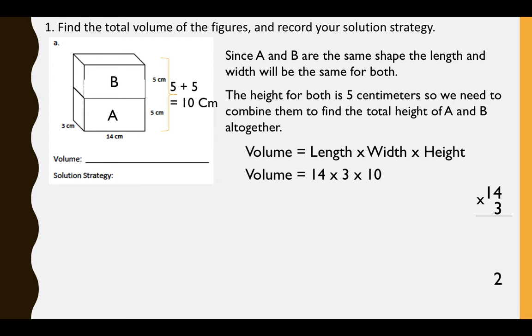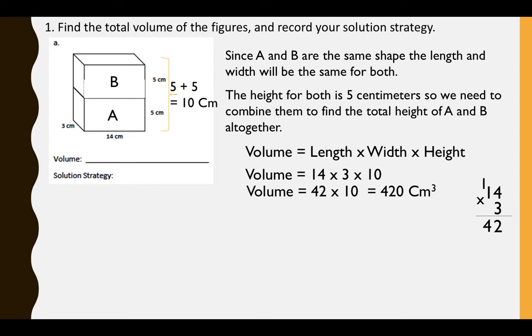I know 4 times 3 is 12, carry my 1. 3 times 1 is 3, plus 1 is 4. So now I have the area. I multiplied my length and width to get 42 centimeters squared. Now I'm going to multiply that by 10. I know 42 times 1 is 42. Add my 0 to make 420 centimeters cubed.